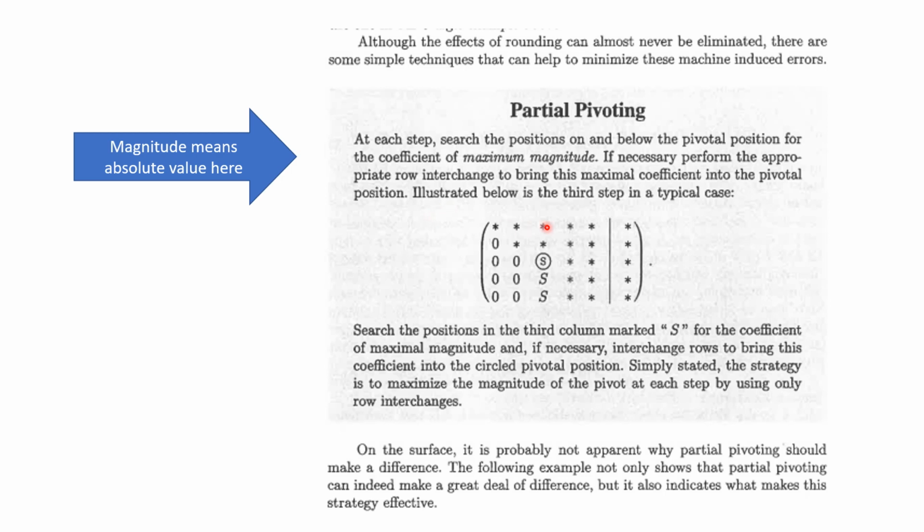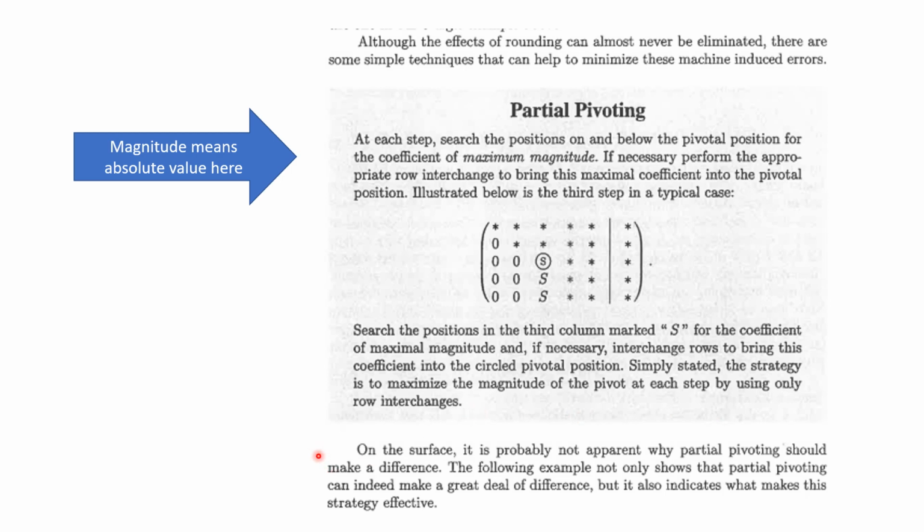At each step, what we do is search the positions on or below the pivot positions for the coefficients of maximum magnitude. Here, maximum magnitude means absolute value. If necessary, perform the appropriate row interchange to bring this maximum coefficient to the pivot position. This is illustrated below, where these are the values you're looking at, marked S. So we search the positions in the third column marked S for the coefficient of maximal magnitude, and if necessary, interchange rows to bring this into the circled pivot position. Simply stated, the strategy is to maximize the magnitude of the pivot at each step by using only row exchanges.